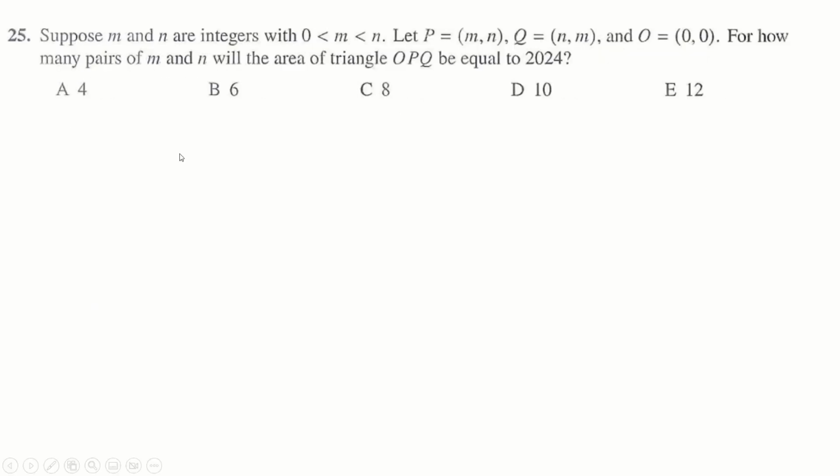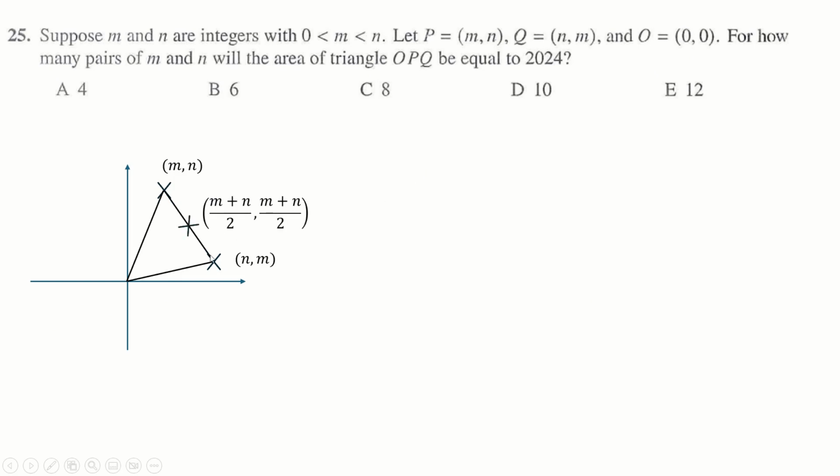Absolutely ridiculous question. Okay, m and n are integers with coordinates (m, n) and (n, m), so it looks a bit like this. m is less than n, so this I think is a valid picture. O is (0, 0). Triangle OPQ looks like this. And we want the area to be this. Okay, the midpoint of this is that, because you just average the x's and average the y's.